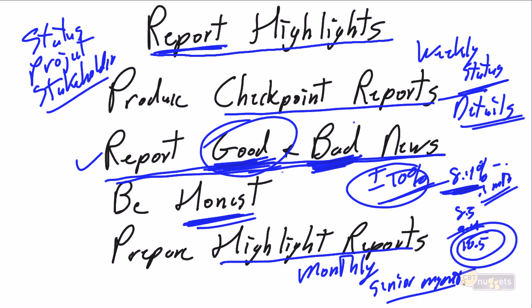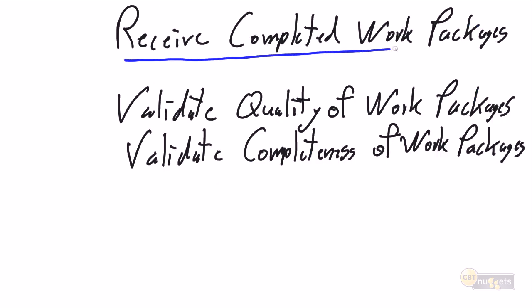But the same thing applies. Report the good news, report the bad news, be honest, and tell senior management how it's going, because again, they have the power and authority, they have the interest, and they have the capacity to help us deliver our project successfully. And our last project management activity in this process is to receive the completed work packages.